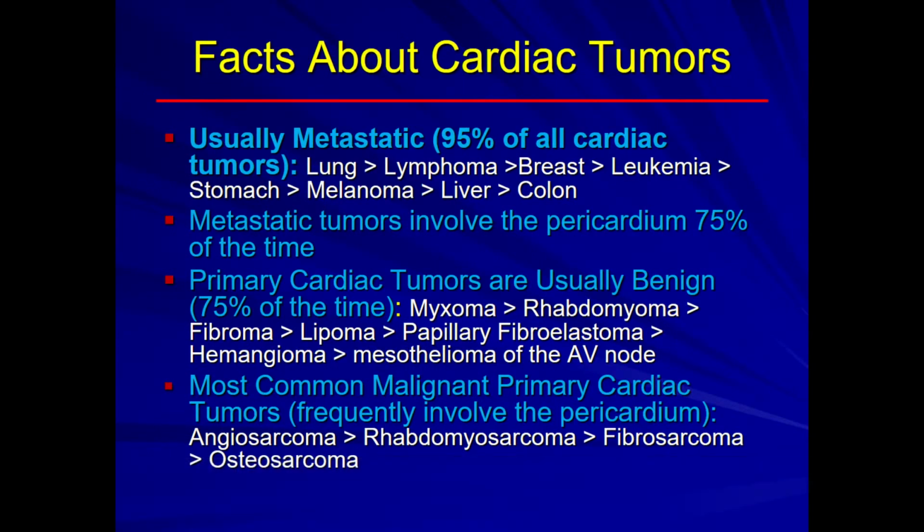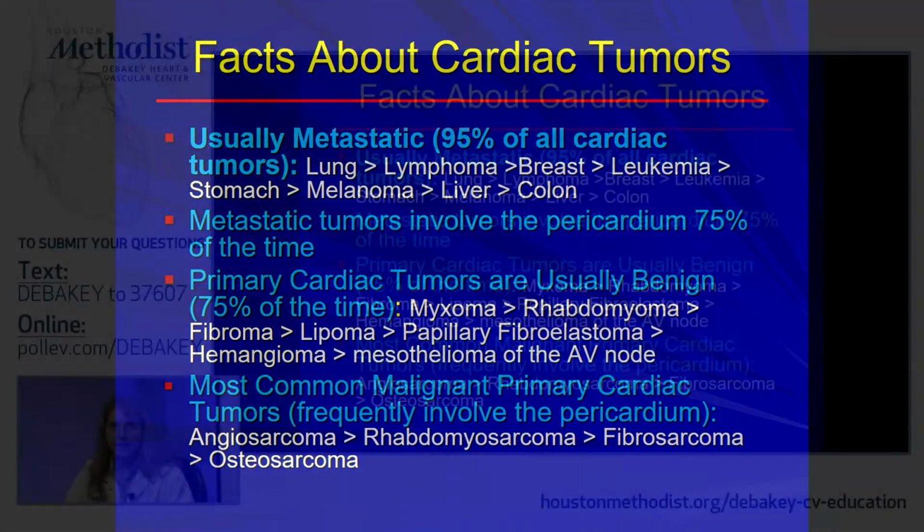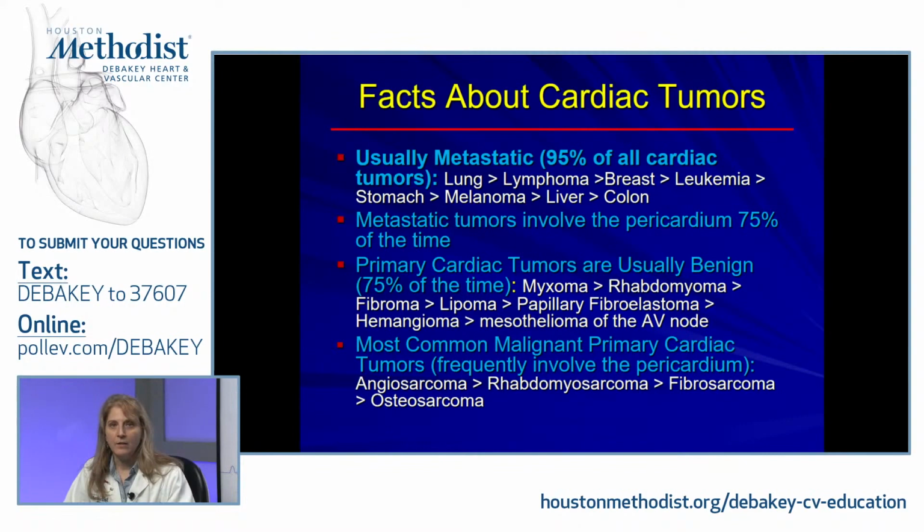So tumors, I know Carlos is going to touch on this, so I'm just going to briefly go through this. They're usually metastatic. 95% of all cardiac tumors are metastatic, and usually they come from within the chest themselves, with lung being the number one. Metastatic tumors will involve the pericardium 75% of the time. The primary cardiac tumors are usually benign 75% of the time, so the rule of 75s. And the most common one we already touched upon is a myxoma. The most common malignant primary cardiac tumors also frequently involve the pericardium, just like metastatic tumors. And they are always your sarcomas, with angiosarcoma being the most frequent.